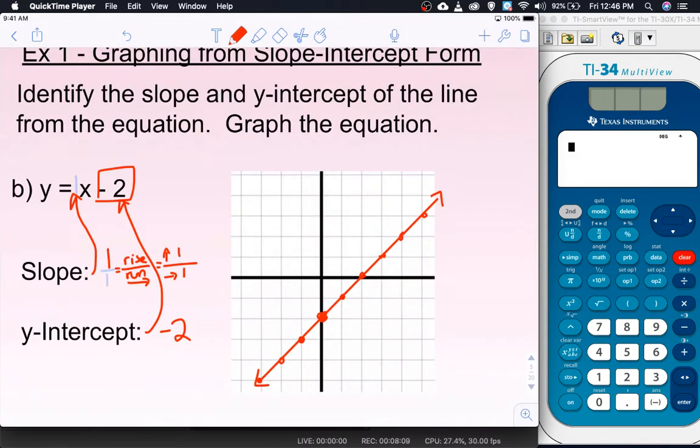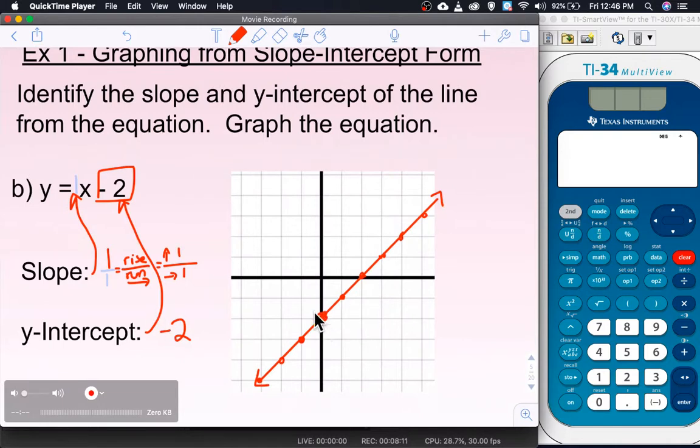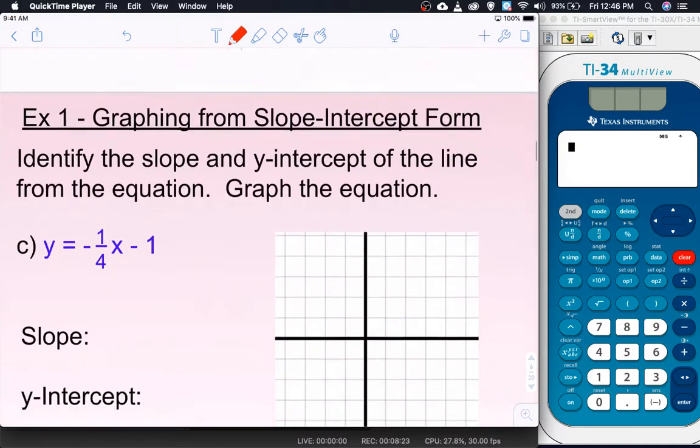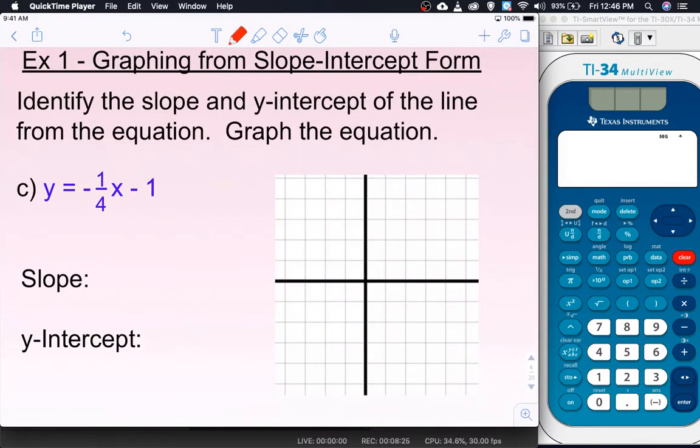I put a dot at the y-intercept as my first point. Then I moved the way the slope told me to move. The slope told me to go up 1 over 1, and I always go to the right. And we're done. All right, 2 for me, 1 for you. Go ahead and pause the video and try this one on your own right now. When you are ready to continue, hit play, and we will go through it together.